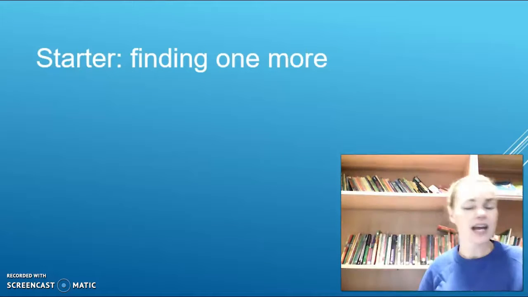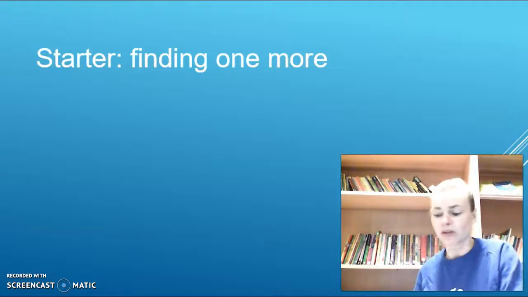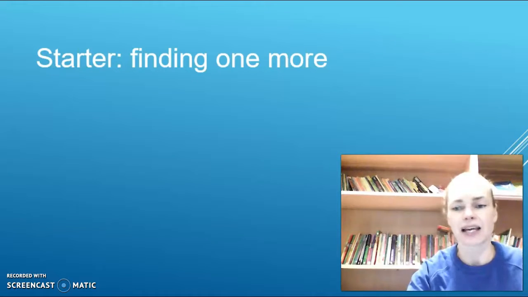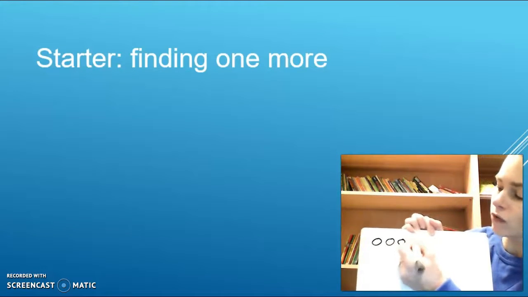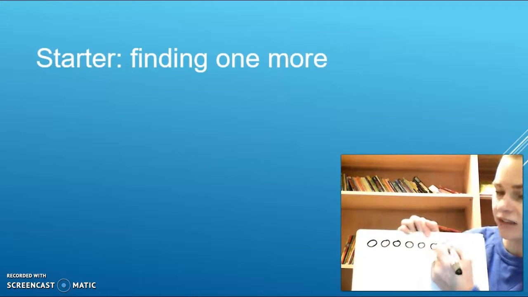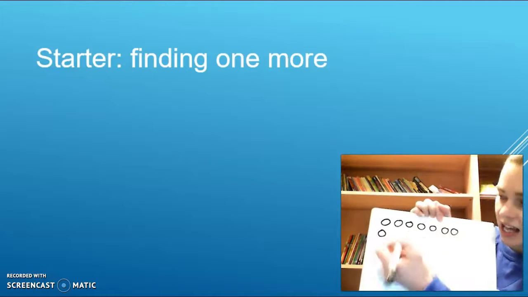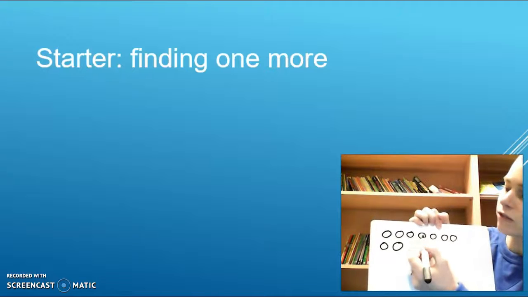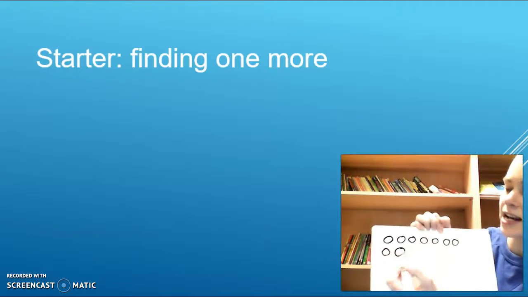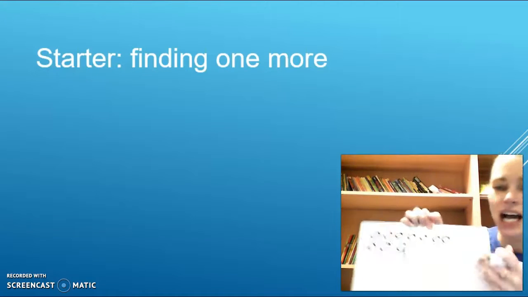Next, can you find for me one more than 8? Pause me, find one more than 8, please. To find one more than 8, I'm going to draw 1, 2, 3, 4, 5, 6, 7, 8 circles. Add on one more, count how many altogether, which is 1, 2, 3, 4, 5, 6, 7, 8, 9. One more than 8 is 9.